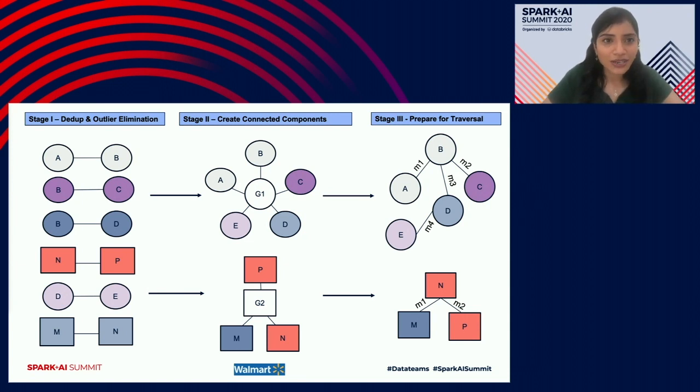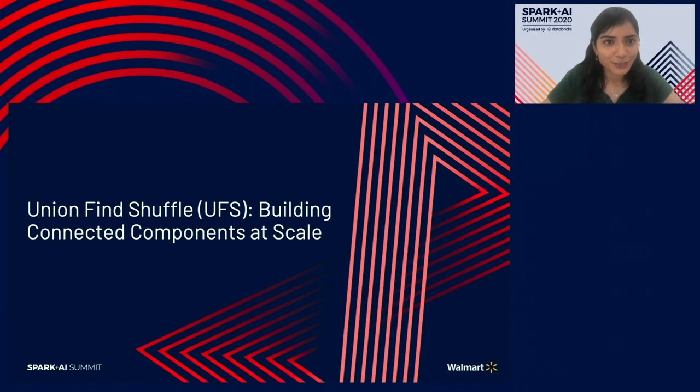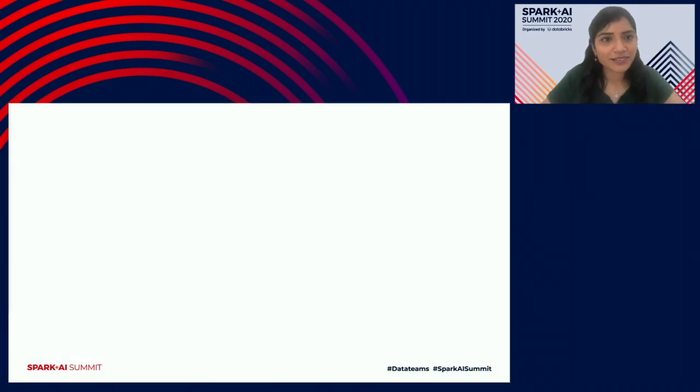Now, let's talk in detail about the algorithm that is used in the second stage to create the connected components. So this algorithm is called union find shuffle. It is built on top of the standard union find algorithm. Let's first understand how union find algorithm works. So let's say we are first getting a linkage 2, 9. We're seeing this linkage for the first time. So either we can make 2 as a child of 9 or we can make 9 as a child of 2. Now let's say we are getting another linkage 2 and 5.